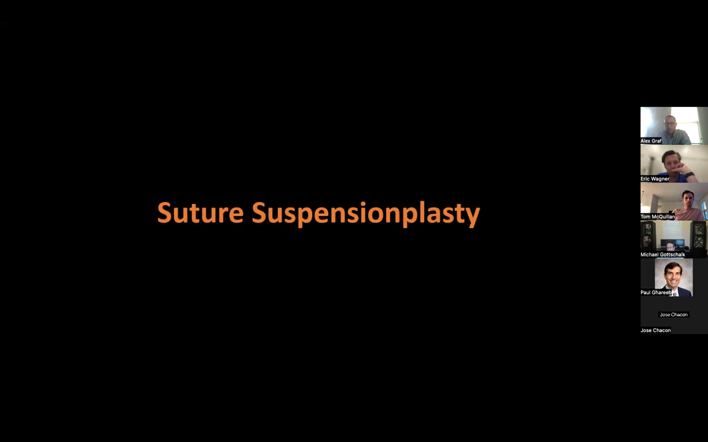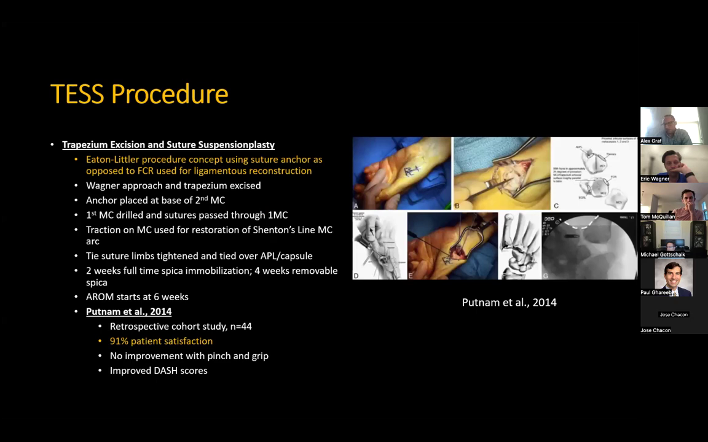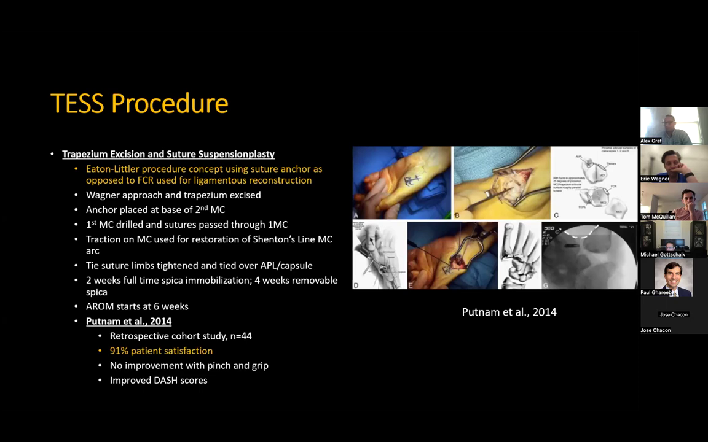I think the latest wave in CMC treatment is using sutures, rather than a suture button or suture, to lasso the tendons to prevent subsidence. The first iteration of this was the TEST procedure, which is trapezium excision and suture suspension, with an anchor placed. I think what's interesting about this paper, which is now 10 years old, is all it was removing the trapezium, applying traction, and then putting an anchor in the base of the second metacarpal, and then passing that suture through the first metacarpal to suspend it, right? Well, that's the latest Arthrex product, just kind of rebranded.